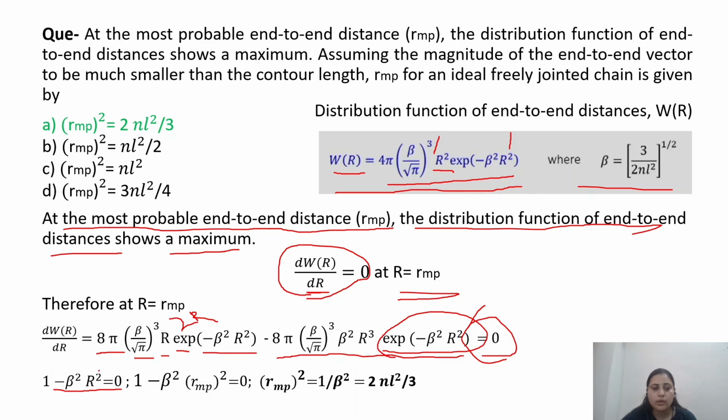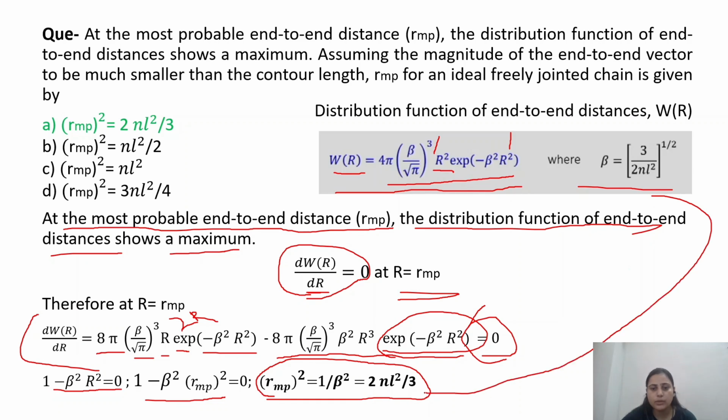In place of r, we'll put r equals rmp. So 1 minus beta square rmp square equals 0. From this we can get rmp square equals 1 upon beta square. So we can put the value of beta from here into this, and we get 2nl square by 3. So option A is correct, which says that rmp square equals 2nl square by 3.